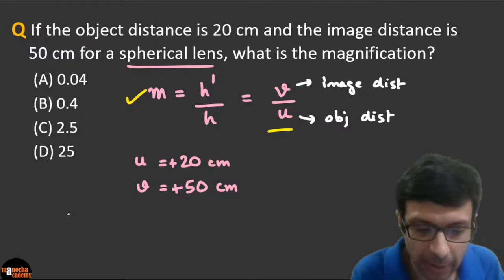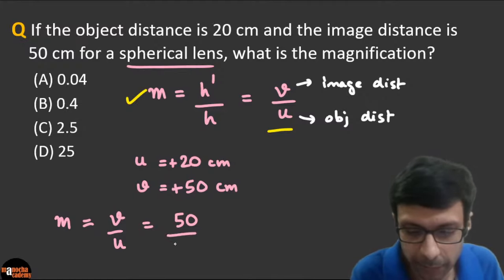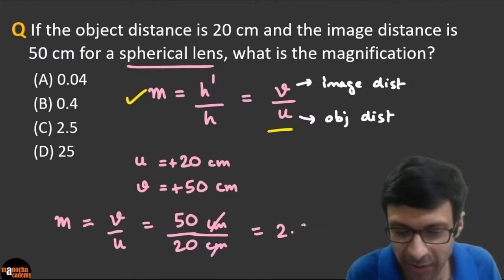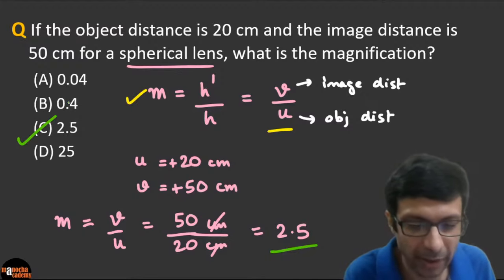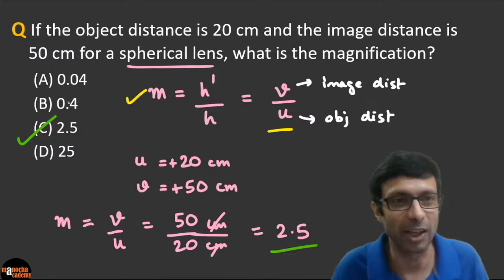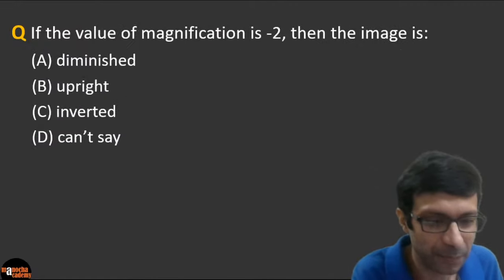So let's substitute the values here. M would be V by U, which is 50 by 20, and centimeters. But it's a ratio, so the centimeter is going to get cancelled. And what are we finally getting? Excellent. I see a lot of you are writing the answer C. That's absolutely correct. 2.5 is the right answer here. So this is how you find the magnification. Let's go to our next question, guys.